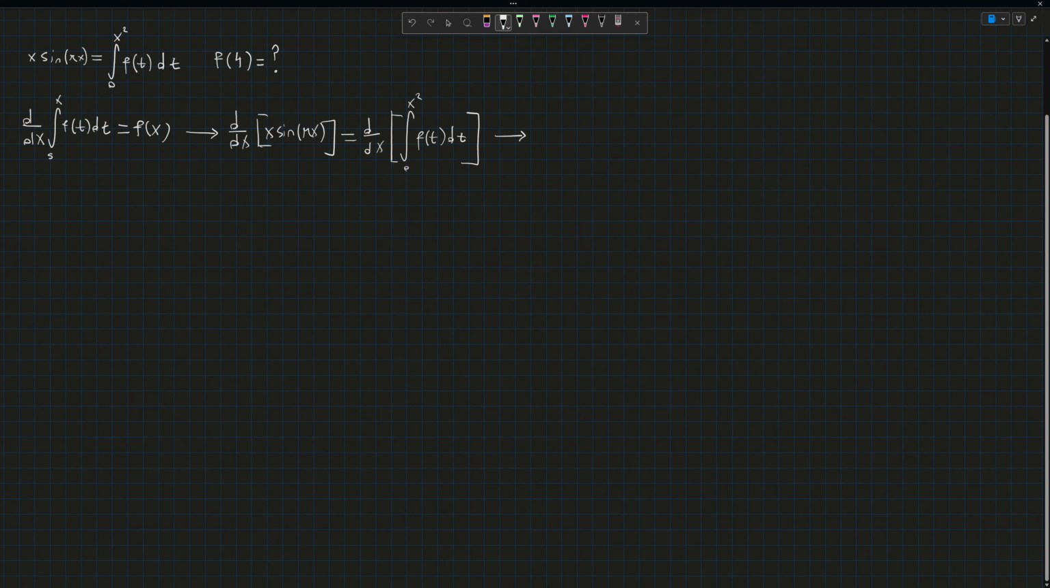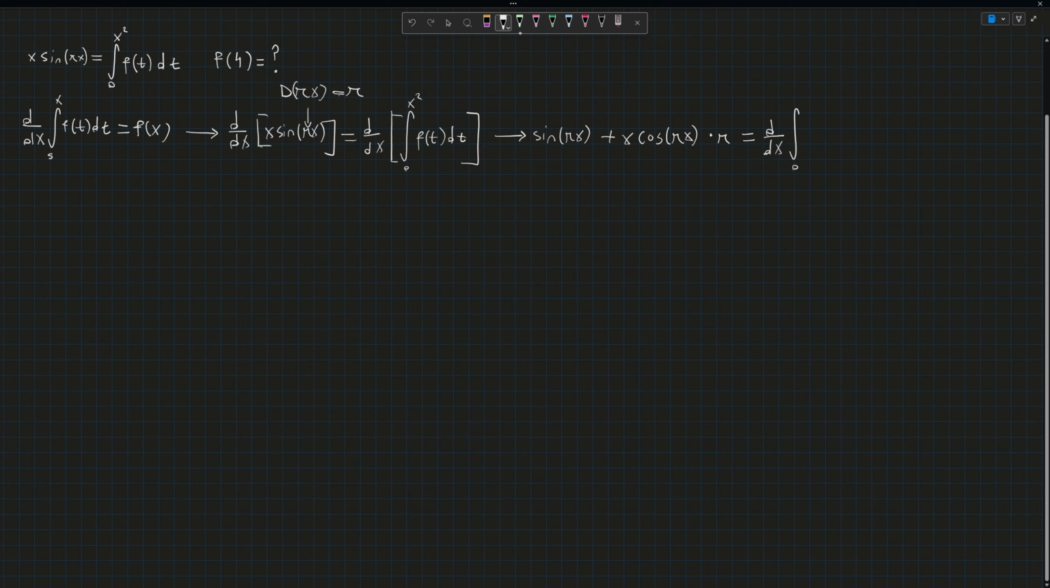So this is going to equal, well, the derivative of x is just 1, so it's 1 times sine of pi x, plus x times the derivative of the other function. The derivative of sine is cosine of pi x, times the derivative of the function inside of it, pi x, which is just pi. So this is equal to sine of pi x plus pi x cosine of pi x.